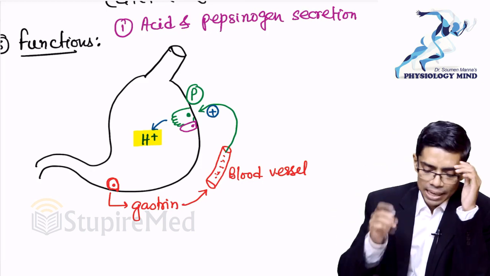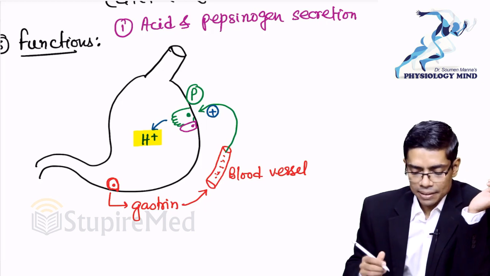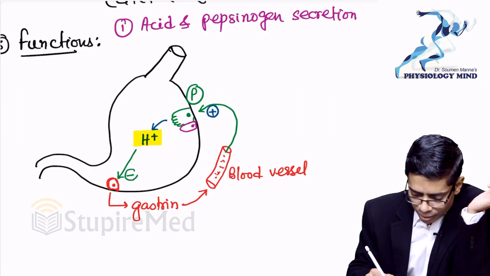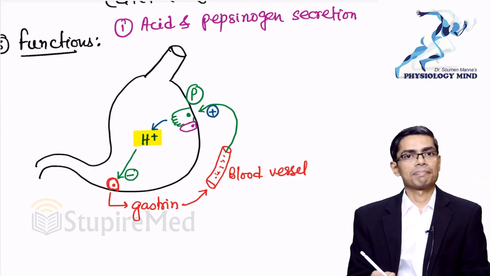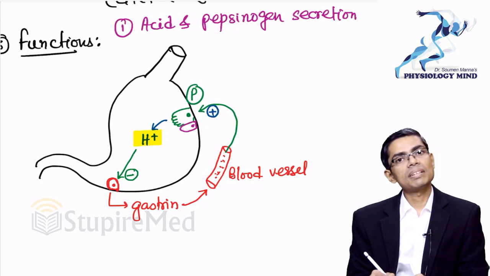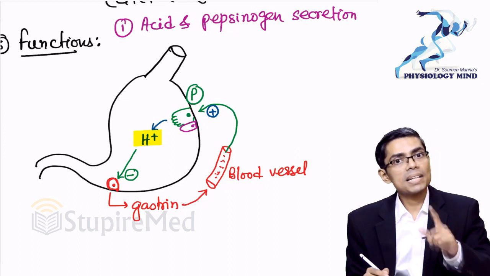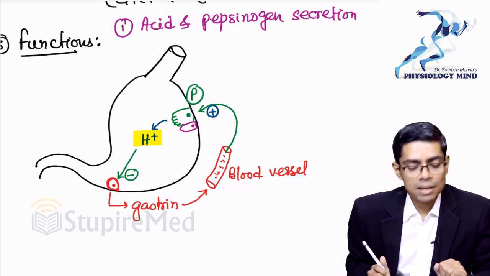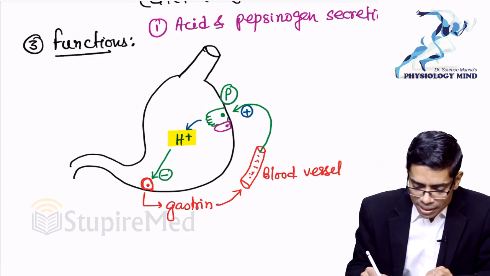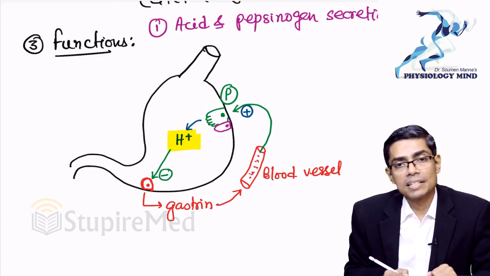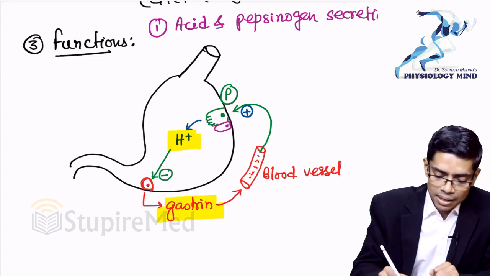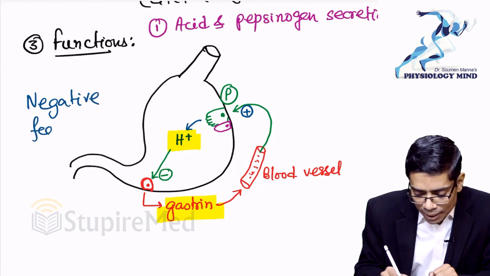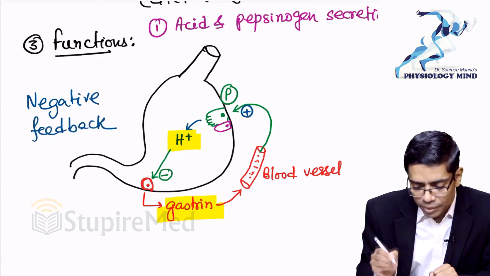Now when H plus ion is secreted by this parietal cell, it causes inhibition of the G cell, or gastrin release. So this is a kind of negative feedback. H plus ion is the most potent inhibitor of G cell or gastrin release. Whenever there is presence of acid in the stomach, it will inhibit the G cell from further release of gastrin. This is negative feedback regulation of gastrin.